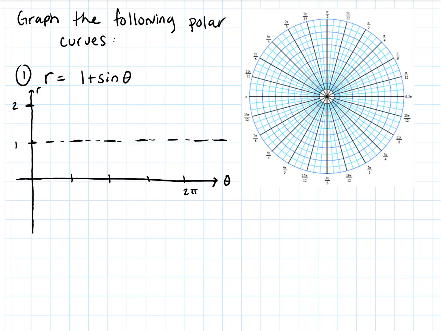It's going to start here at 1, at pi over 2, pi, 3 pi over 2. This is 0. At 0 we start here at 1. At pi over 2 we would be up at 2. At pi back down to 1. At 3 pi over 2 we're going to be down at 0. And by 2 pi back to 1. So we're going to have a curve that looks like that. Okay?